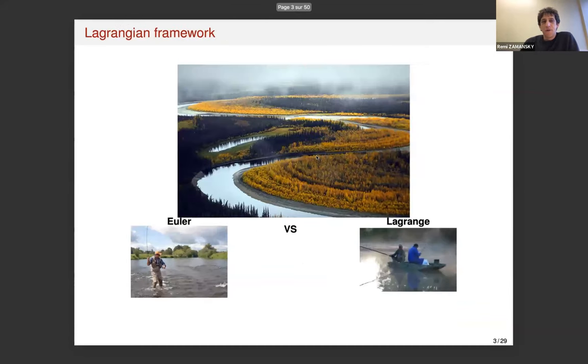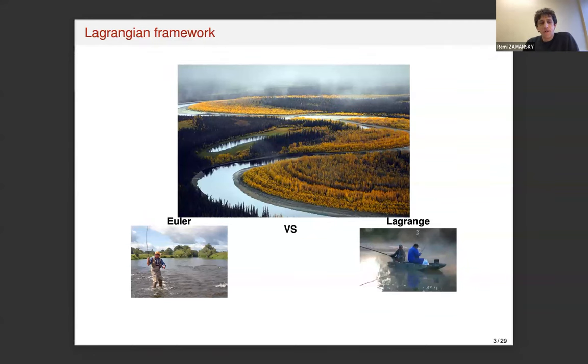As you know, when we want to study a complex flow like a river, there are basically two frameworks. Either you can be like Euler and have many observers standing along the bank of the river, or you can be like Lagrange and be on a little boat drifting with the river. If you have infinitely many little Eulers or infinitely many little Lagranges along the river, that should be equivalent, and you can map from one framework to another. But things are very different if you are just one of those observers. In the talk today, we will follow the Lagrangian description of the flow.